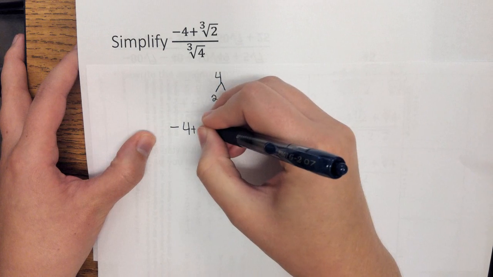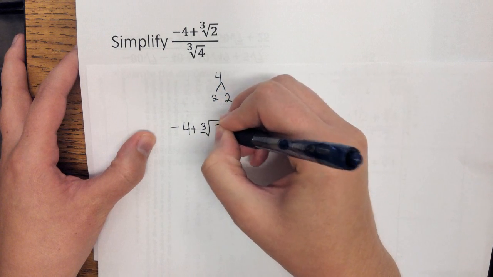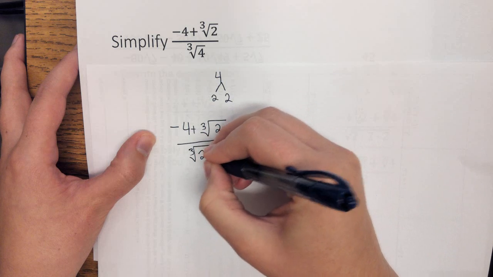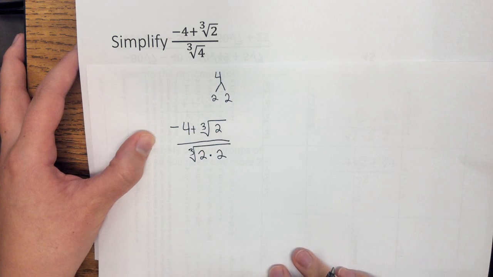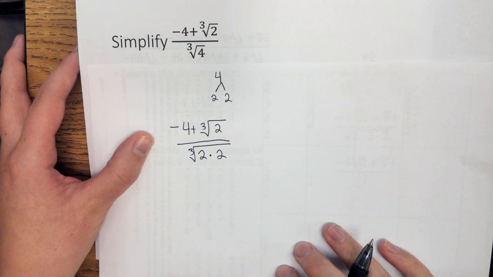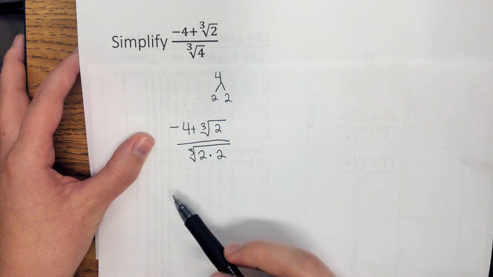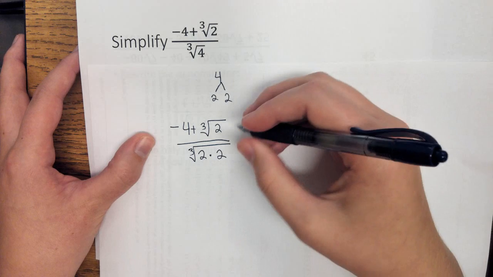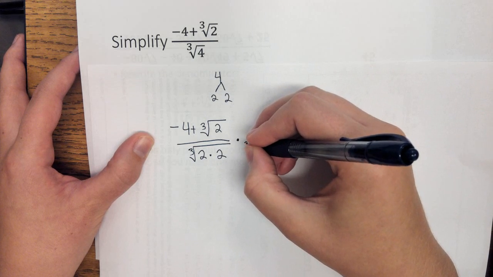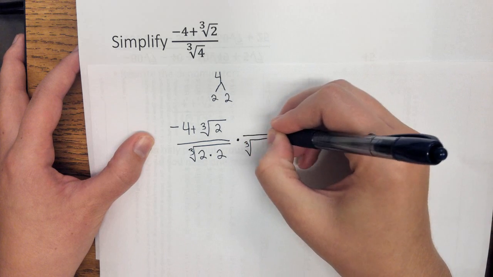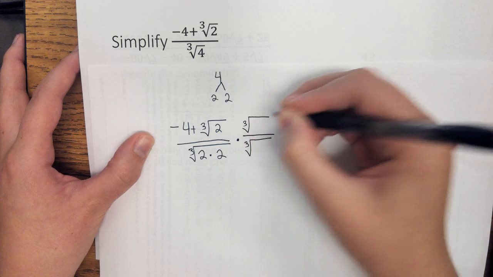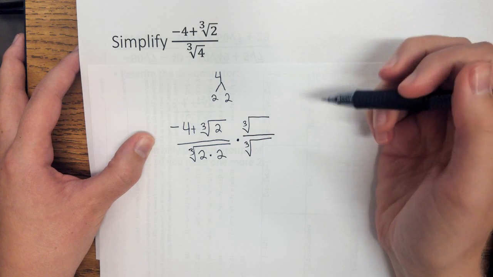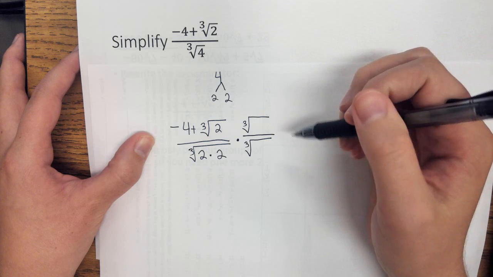So I've left the top exactly the same. On the bottom, 4 has just become 2 times 2. Now I did that so I could see what I was going to need to be able to cancel this out. This is a cube root. We're always going to multiply to try to rationalize, so I have to multiply it by another cube root. If you remember your multiplication rules, the roots have to be the same for you to be able to put them together. I also know I need a group of 3 to pull out of a cube root.